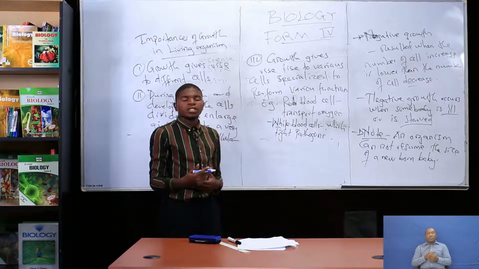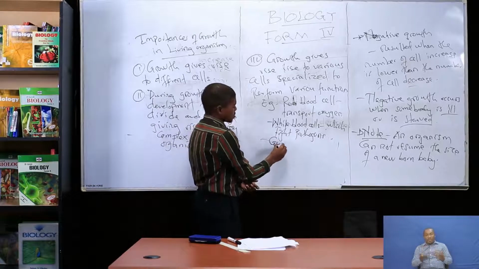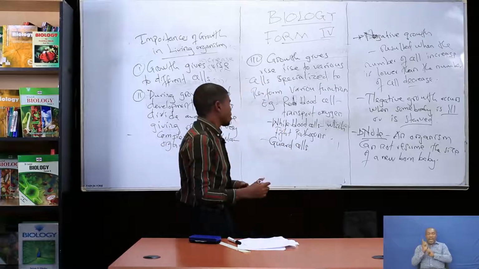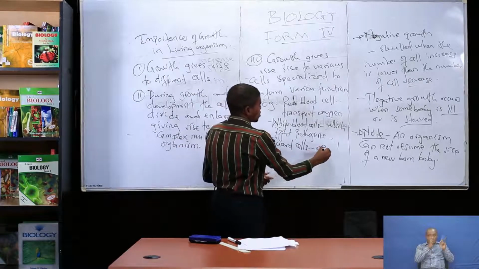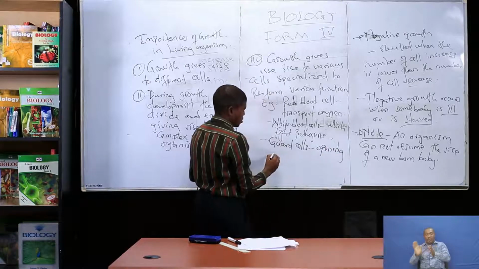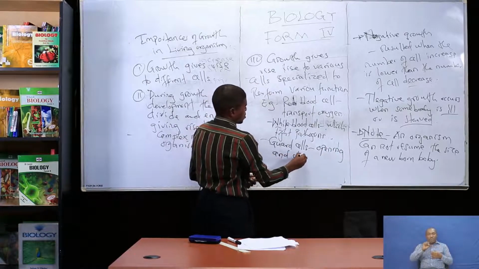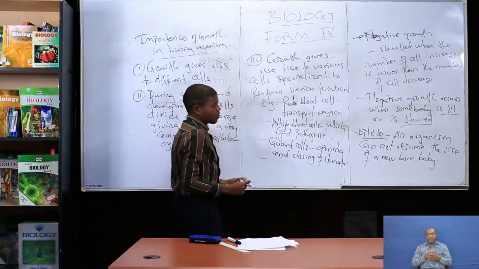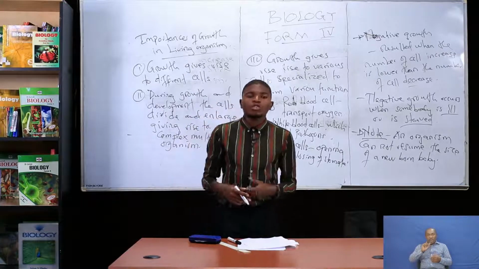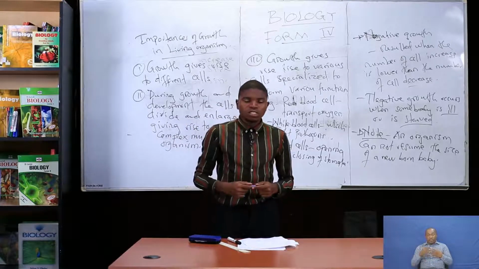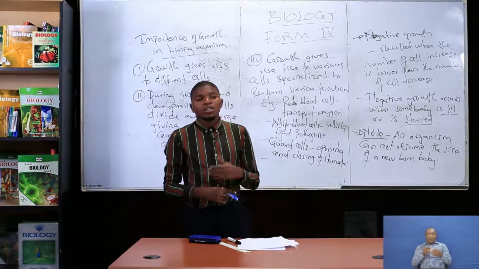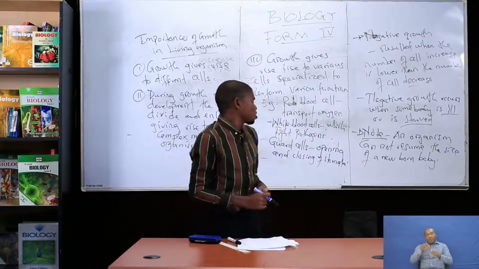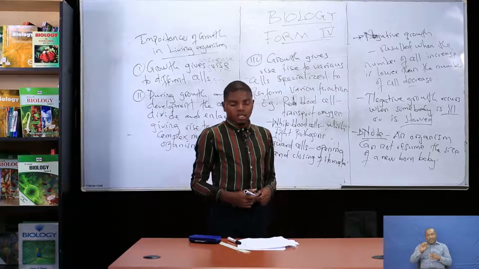We also have, in plants, guard cells. What's the function of guard cells? Yes, guard cells are involved in the opening and closing of stomata. We also have palisade cells in plants, which are involved in photosynthesis, a very vital process in plants which leads to the formation of sugar or even starch, or to the formation of lipids and even proteins.